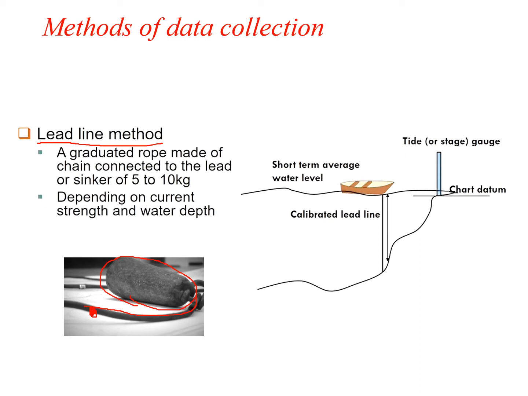You can see this is a small boat, and from here the line is lowered down into the water. Due to this lead, the line is also called the lead line, and it is a calibrated one. As I told you, there are regular markings, and you can measure the depth with this. It is a graduated rope made of chain connected to the lead, and the 5 to 10 kg weight is called the sinker or lead, which is used for this.